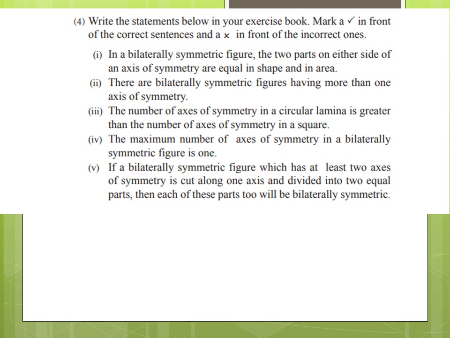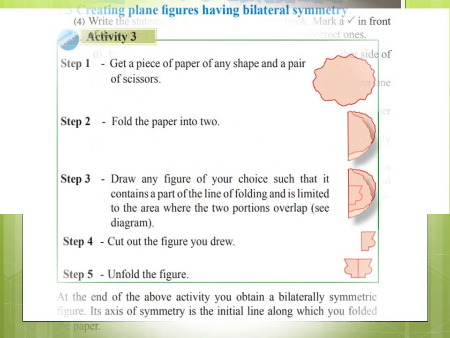And the fifth one, if a bilateral symmetric figure which has at least two axes of symmetry is cut along one axis and divided into two equal parts, then each of these two parts will be bilaterally symmetric. That is also true. So guys, let's move on to the next slide.